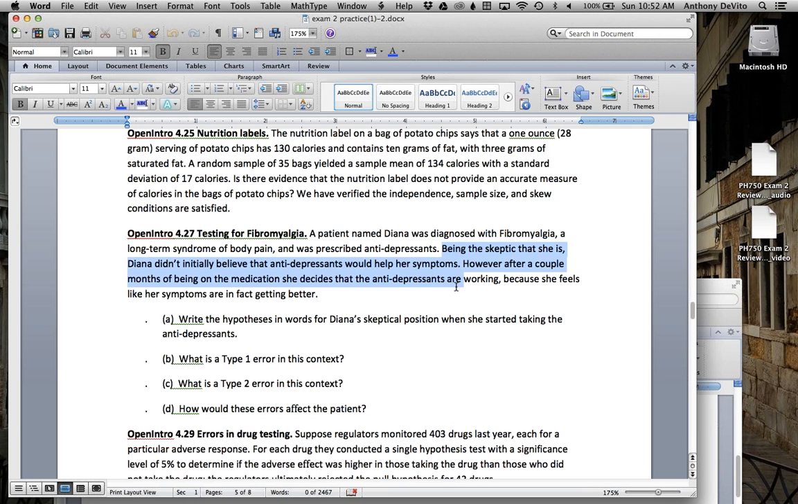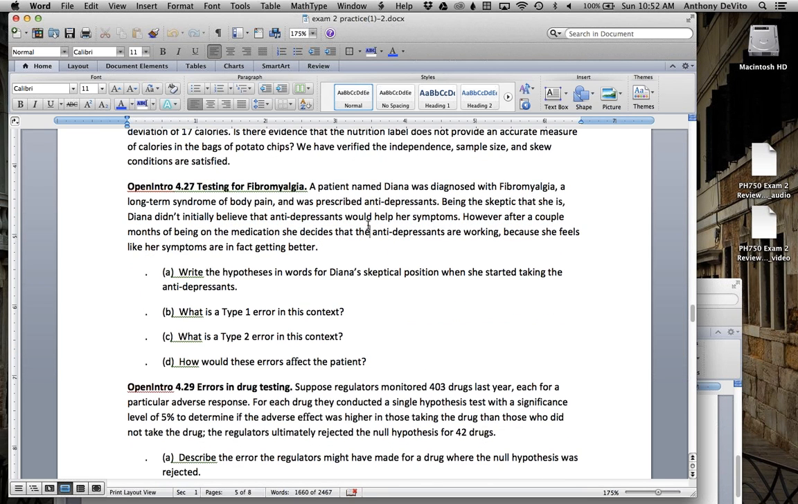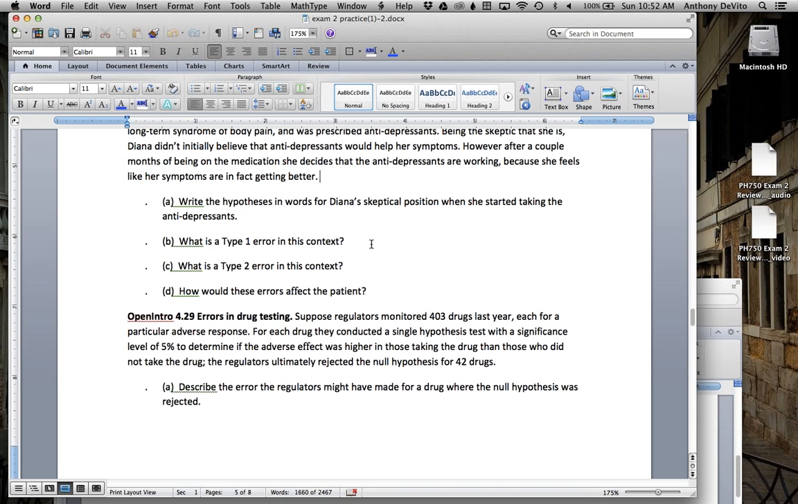Being the skeptic that she is, Diana didn't initially believe that antidepressants would help her symptoms. However, after a couple of months on the medication, she decides that the antidepressants are working because she feels her symptoms are in fact getting better. Diana's kind of a sample size of 1, right? She only knows her own result, that her symptoms improved.